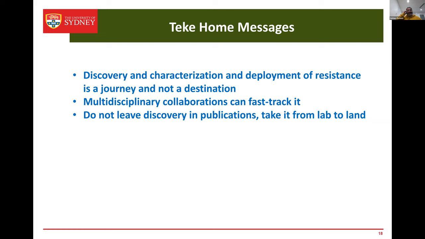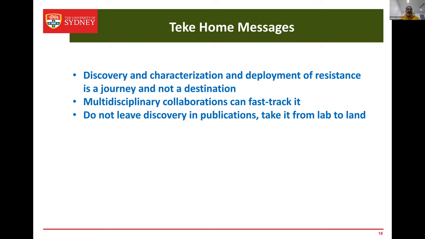So the main thing which I would like to conclude is that discovery, characterization and deployment is a journey, it's not a destination. We have to continuously do it. And if we think we have achieved durable resistance, I think it's probably a dream not coming true. A good example is the breakdown of SR31 with UG99. We thought that SR31 had given us protection, and some people still call it a durable gene, but you never know when the pathogen succeeds.